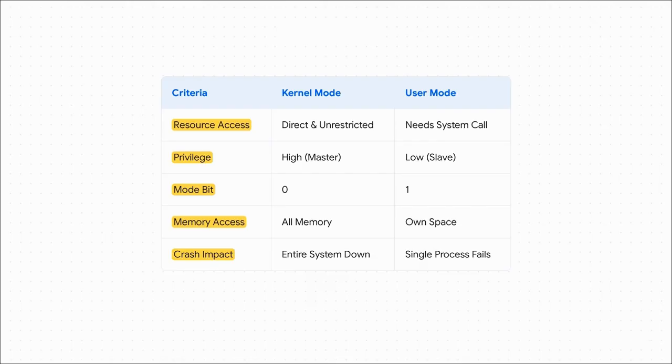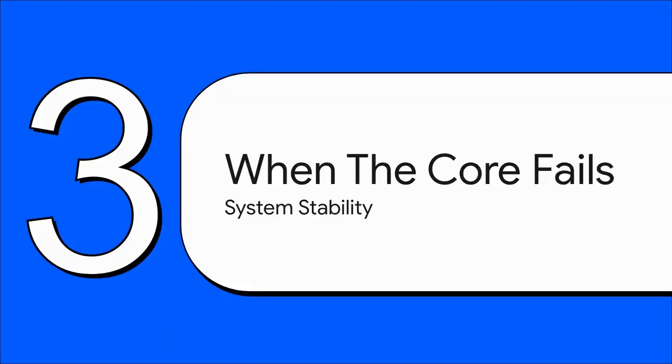But just look at that bottom row. Impact of a crash. That is the most important difference of all. A screw-up in user mode is contained. A screw-up in kernel mode is game over. And that leads us perfectly into our next section. What actually happens when things go wrong in that super powerful, super privileged kernel mode?